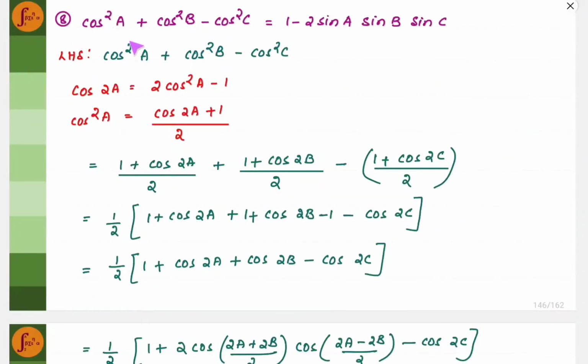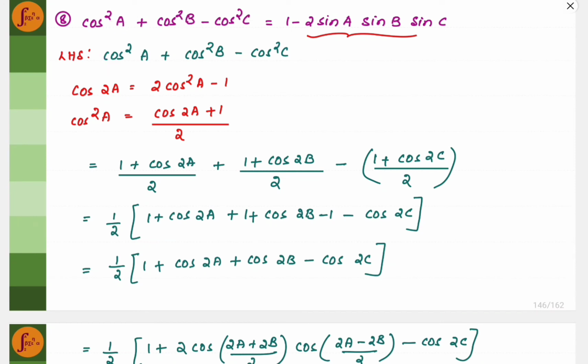Let's take another problem where we have to prove that cos square a plus cos square b minus cos square c is equal to 1 minus 2 sine a into sine b into sine c. Now, notice that there is a square here, right? And we have to get it in the form of sine a, sine b, sine c. There cannot be any power in the RHS, which means the first clue is we'll have to remove the powers.